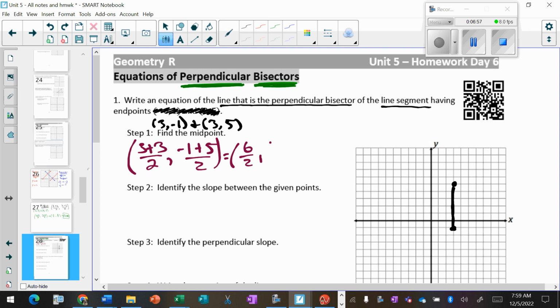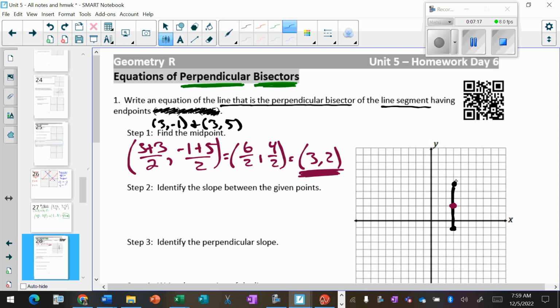-1 plus 5 would be 4. So our midpoint will be (3, 2). And we can plot that dot. There's our midpoint. Next thing we need to do is get our slope.